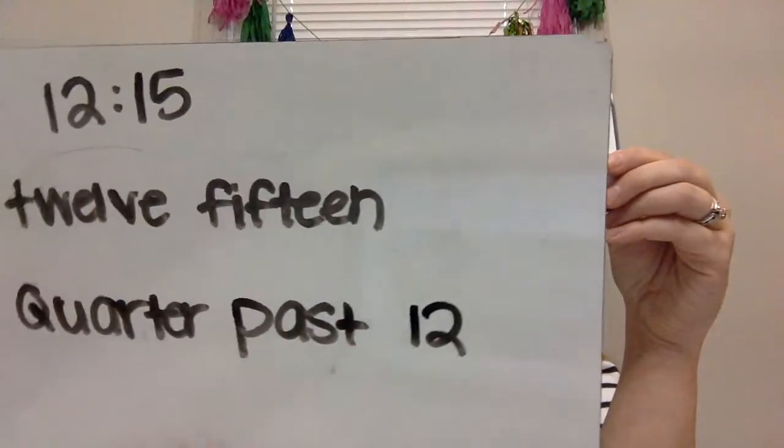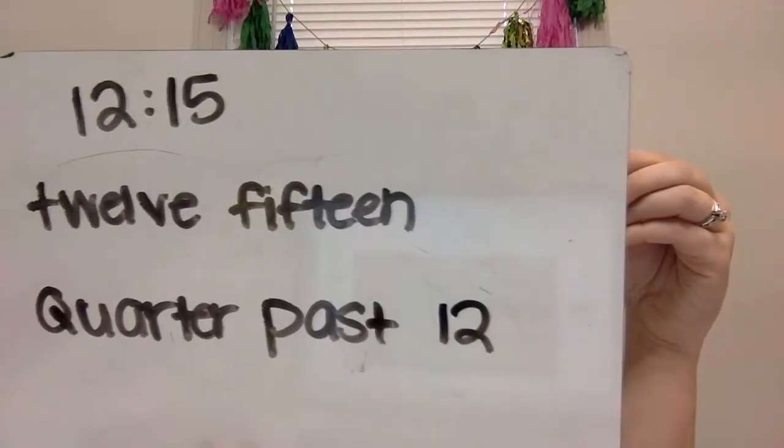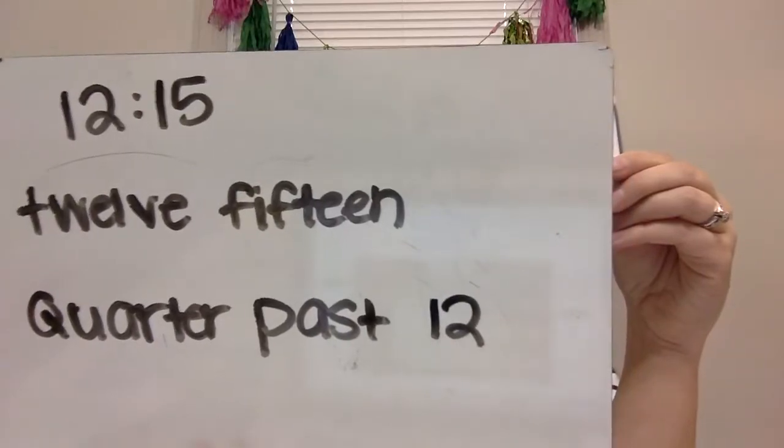So we can say quarter past, and what was that hour again that it's at? 12. So we can say quarter past 12. Okay, because remember, a quarter on a clock represents 15, and it's 15 minutes past 12. So that's how we get quarter past 12. And again, you can also say quarter after 12. Okay, let's go ahead and we're going to look at a few more.